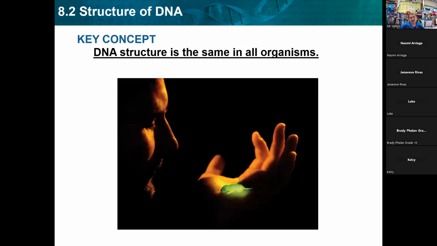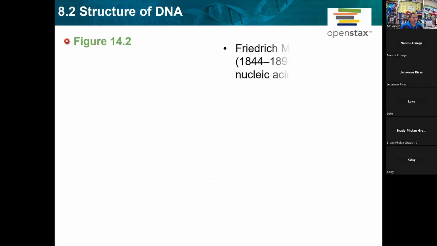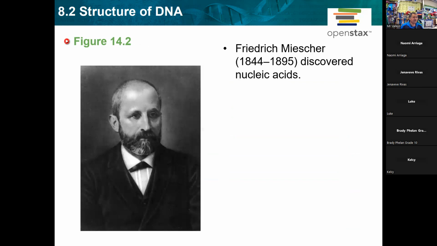DNA structure is the same in all organisms, whether it's a eukaryotic organism or a prokaryotic organism. That is to say, it's an organism with a nucleus or it is a bacterium. They both have DNA. So DNA structure is the same in all organisms. This has been known for a little while now. First, we have Miescher, who discovered nucleic acids in the late 1800s.